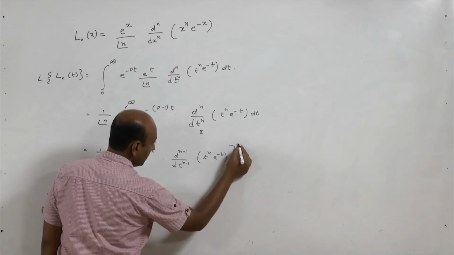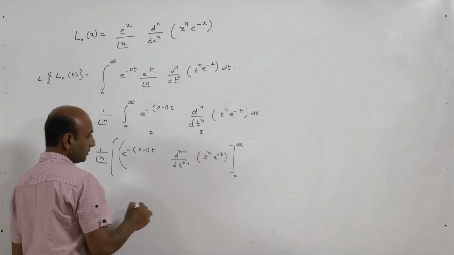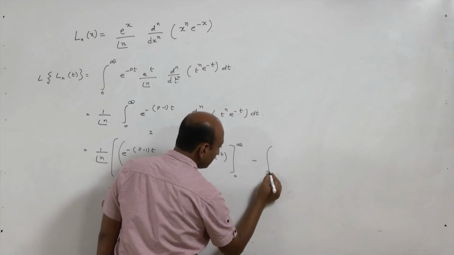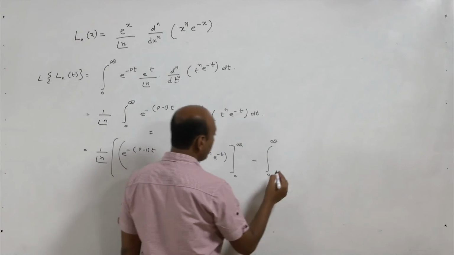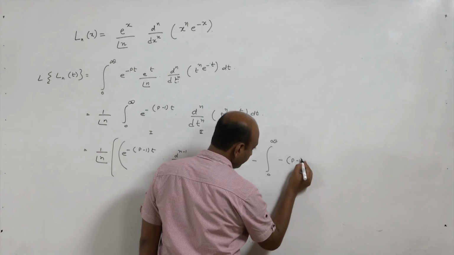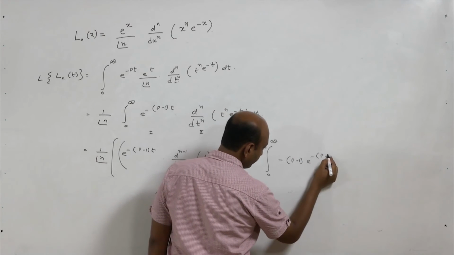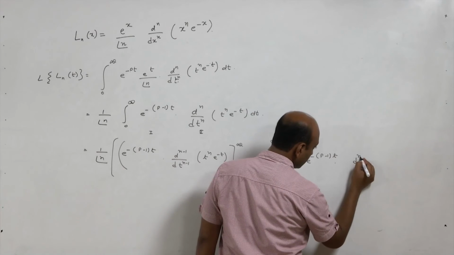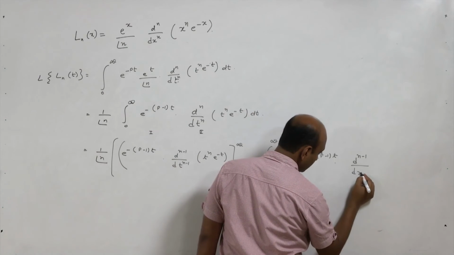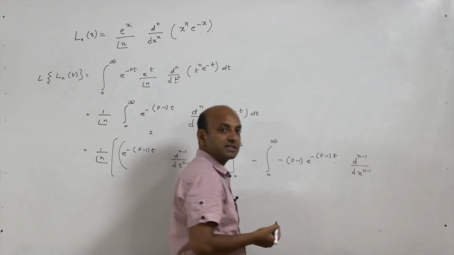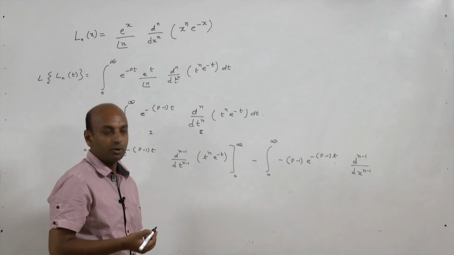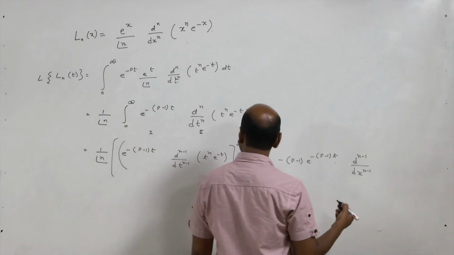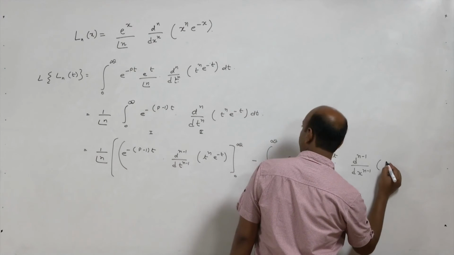Integration from 0 to infinity of this expression, minus the integration of the derivative of the first function, times the integration of the second, because integration is an antiderivative. So, the derivative's powers will reduce.